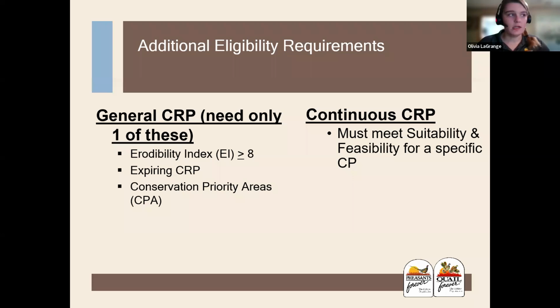There's expiring CRP. So if your CRP is expiring after those 10 or 15-year contracts, you may also be eligible to re-enroll if you meet certain specifics that the Farm Service Agency needs to specify to you. And then conservation priority areas is another thing that's special about general CRP. With continuous CRP, you must meet the suitability and feasibility for a specific type of practice. And that's something that I believe our Farm Bill biologists can help you with and other NRCS folks as well.